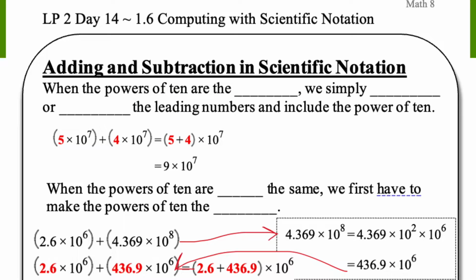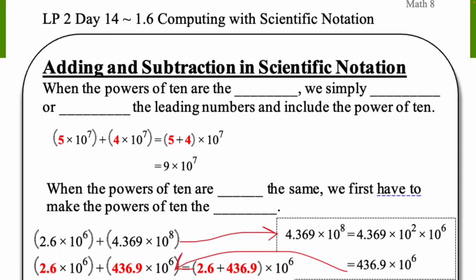All right, so we are finishing our computing with scientific notation section. And in this one, we are going to look at adding and subtracting in scientific notation. So this one's a little different than multiplying and dividing. I think multiplying and dividing are a little bit more simple because you literally just multiply or divide the coefficients, and then you either use the product rule or the quotient rule to either add or subtract the exponents.